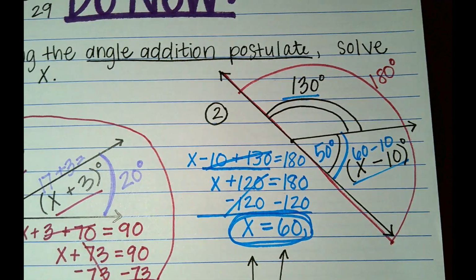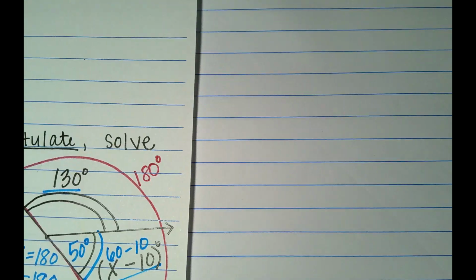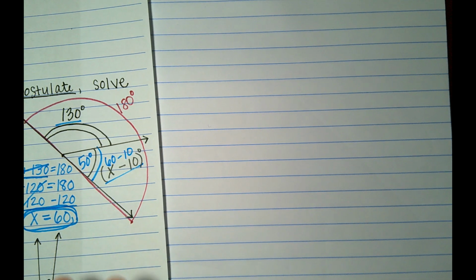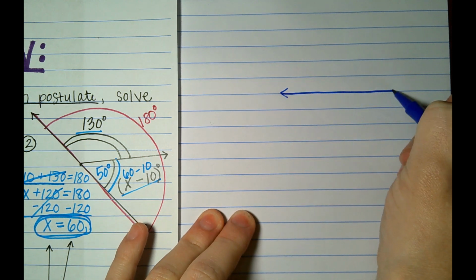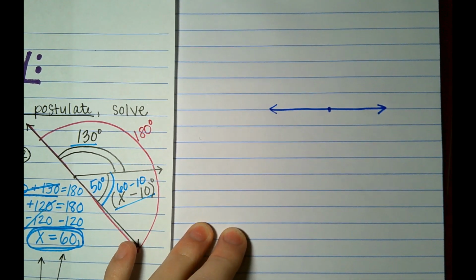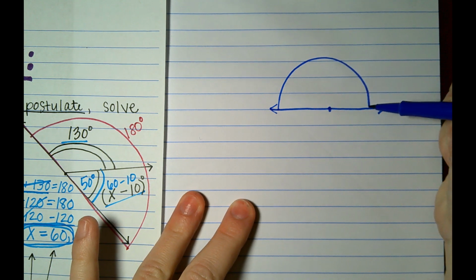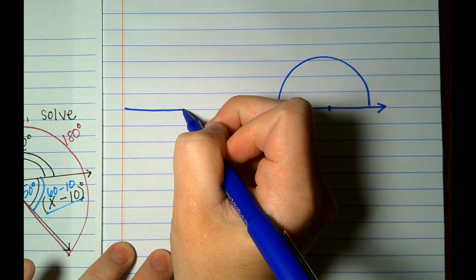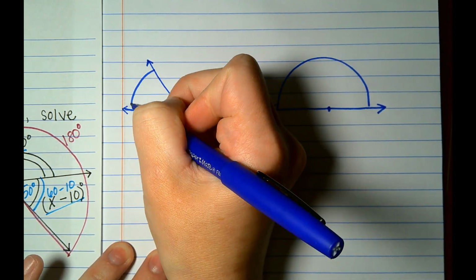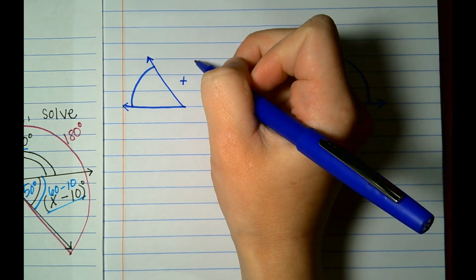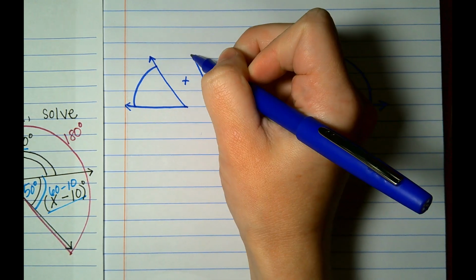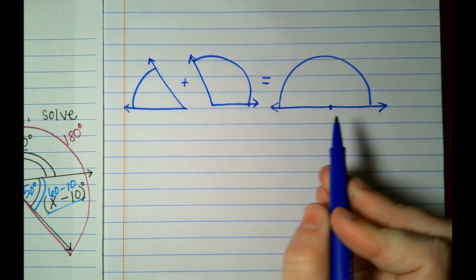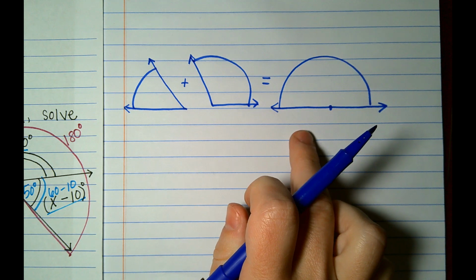So let me draw a picture on another page to show this a little better, without all the numbers. Here is my 180-degree angle, and I'm going to draw the big arc. It's a half circle. What I'm saying here with this problem is that this plus that equals that. See that? Does that visual help a little bit? That makes sense. Good.